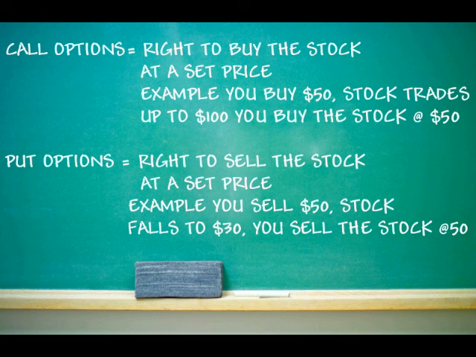Now, let's look at the flip side. Let's look at the put option. The put option, we already said, gives the owner the right to sell the stock at a set price at a certain time on or before expiration. So, hypothetically, let's just say you bought a $50 put, and the stock is now trading for $30. You have the right to sell the stock for $50 and not $30.